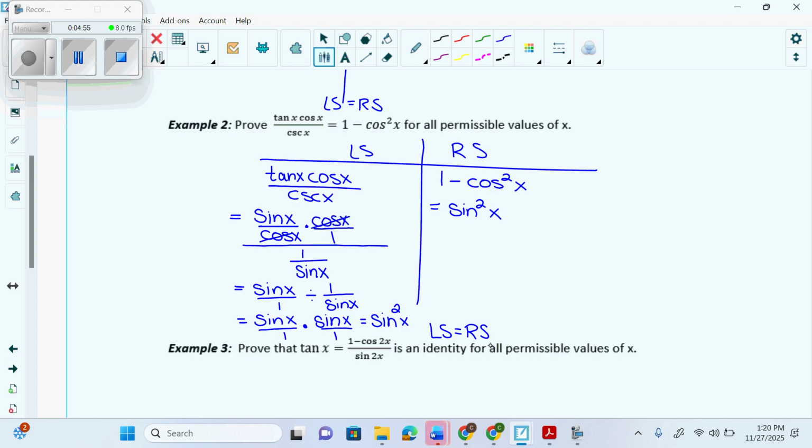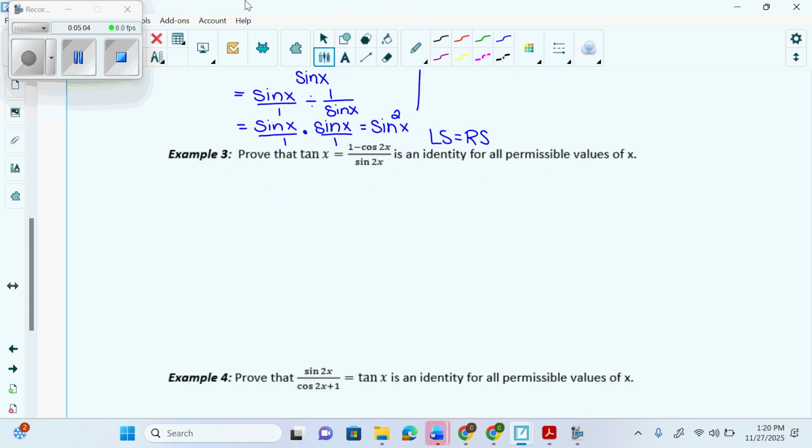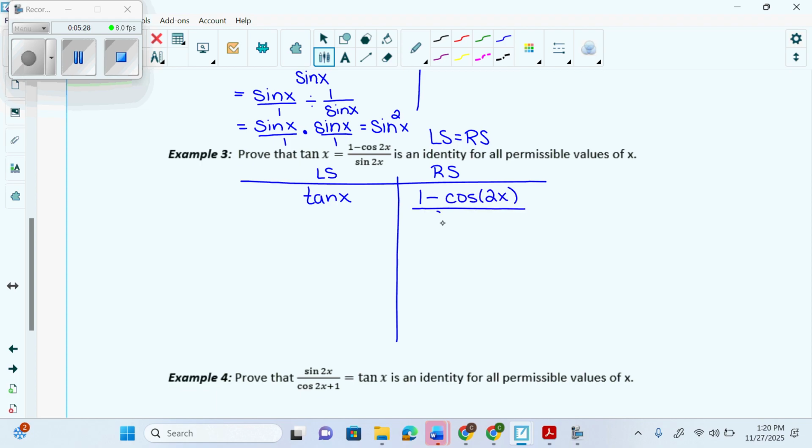Okay? Let's look at the third one. So the third one says, prove that tan x equals (1 minus cos 2x) over sine 2x. Yes? Okay. Let's write this out. LS, RS. Tan x. 1 minus cos 2x over sine 2x. You see how in the very first step, I literally just rewrite it into the table. I don't change anything.